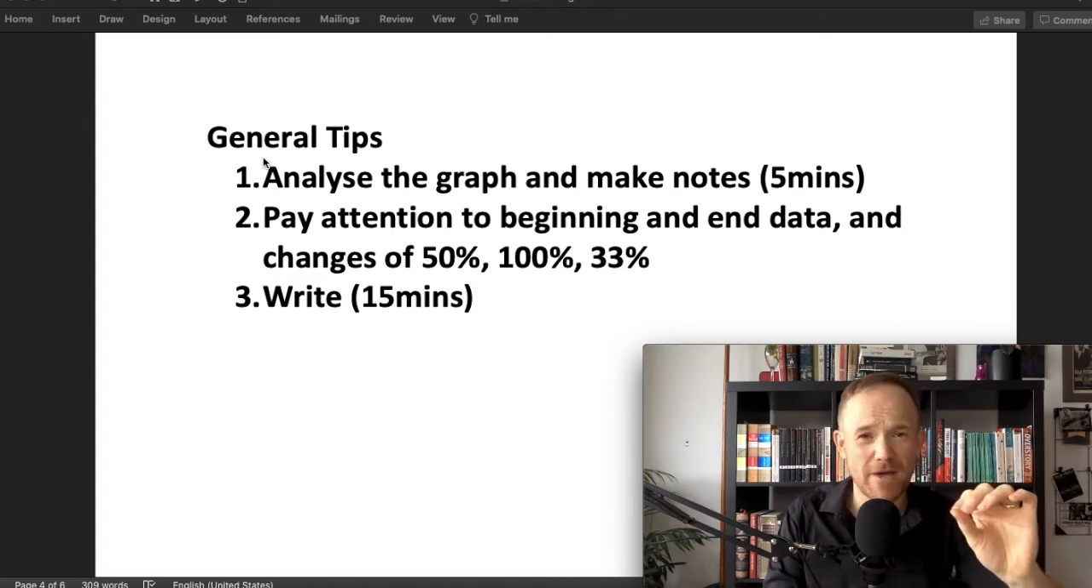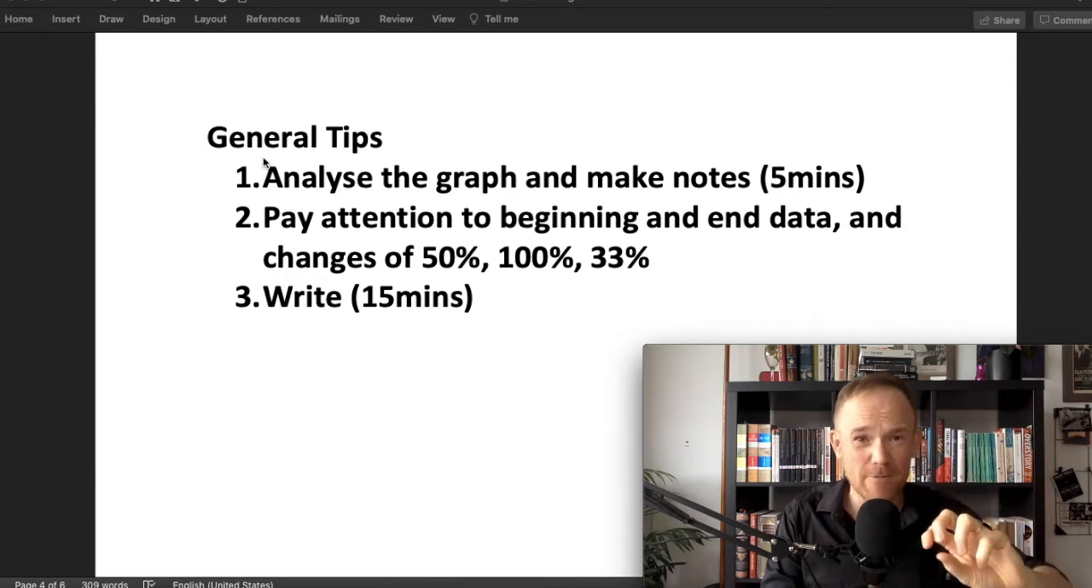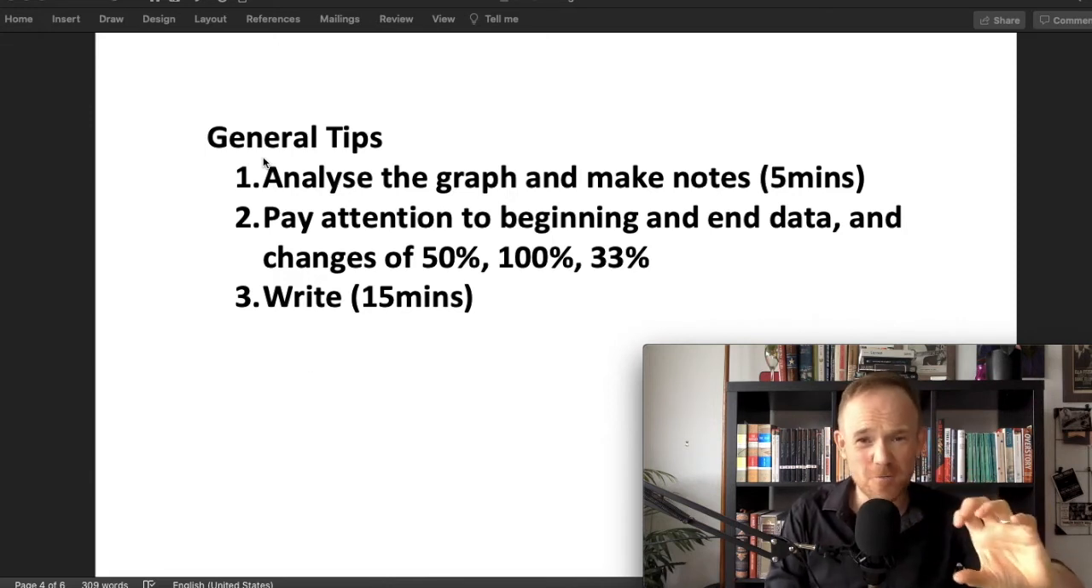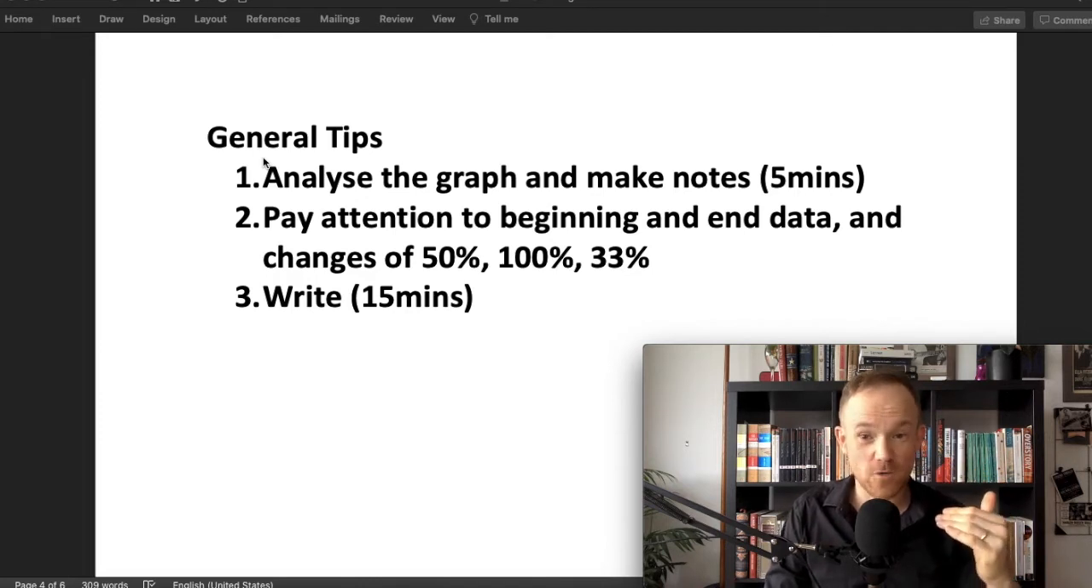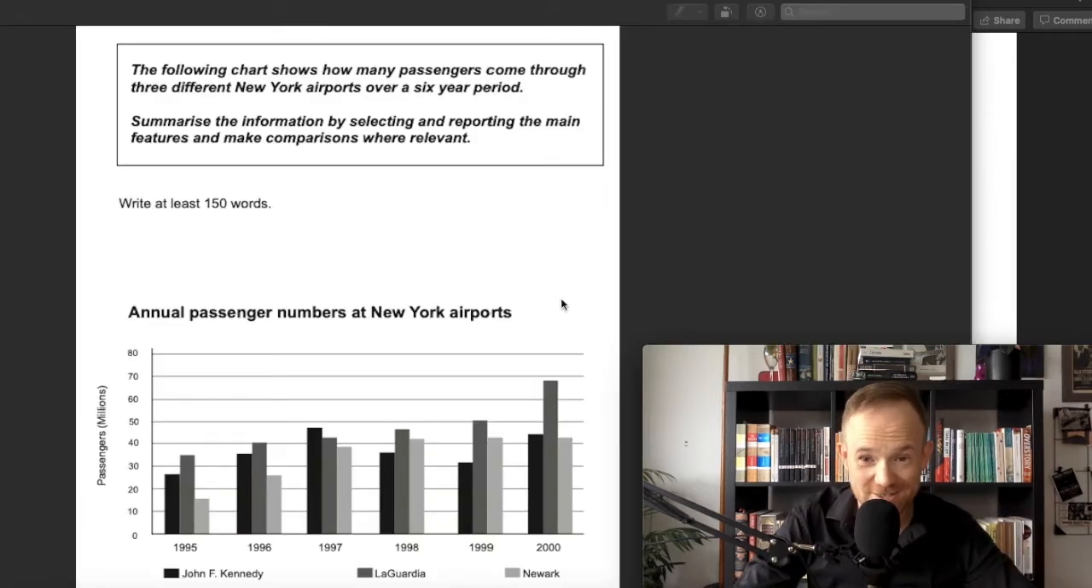That's what I love about academic task 1 in writing. Even if your grammar isn't super correct, if you're organized and you understand the data, you'll be fine. It's great. Then pay attention to that data. Does anything increase or decrease by 50% or 100%? Does it double? Does it triple? This is important. Then you've got 15 minutes, right. All right, let's take a look at this graph.